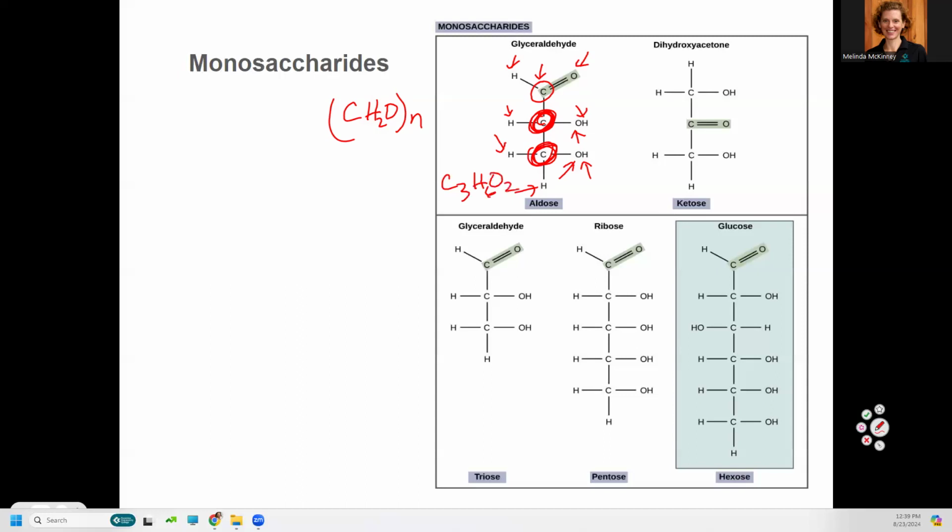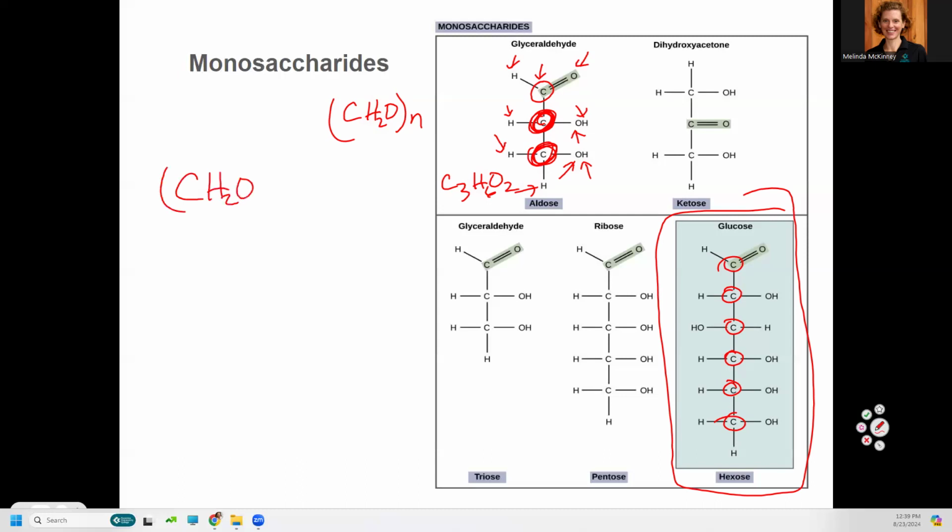C3H6O3. You could also have, instead of 3 carbons, 6 carbons. So 1, 2, 3, 4, 5, 6. In that case, we would have CH2O 6 times. This is the most common form that we're going to be dealing with in this class. The C multiplies n, so C6H12O6. And this is the molecular formula for glucose, which is the most common sugar in the human body.